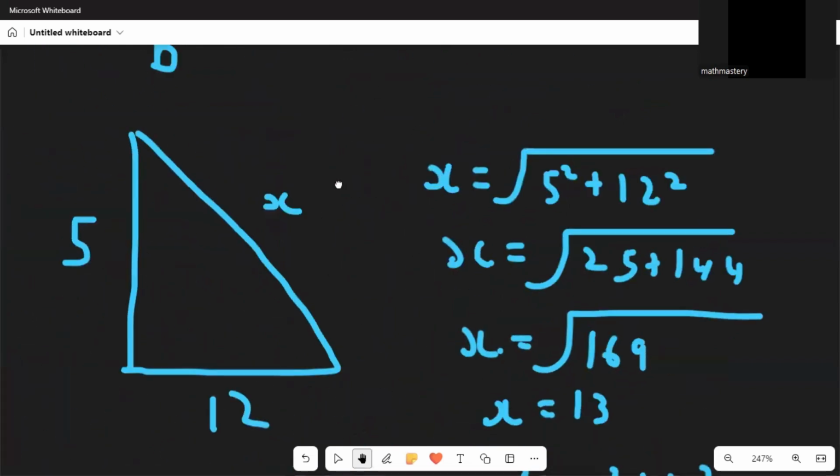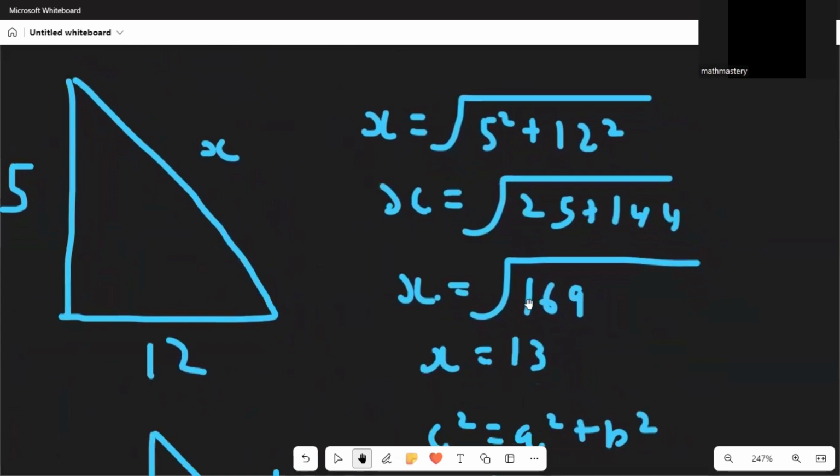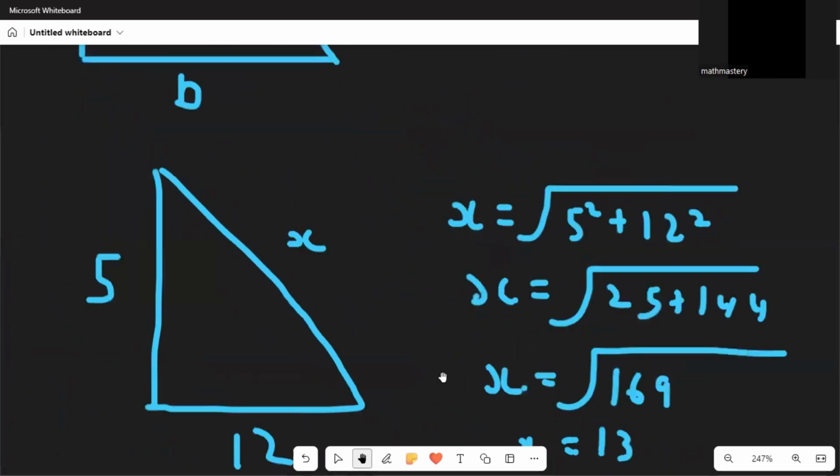So to find this x, this hypotenuse, I can substitute in the A and B sides, these two sides. So we sub in 5 and we sub in 12. 5 squared is 25, 12 squared is 144. Add this together, we get the square root of 169, which is 13. So this hypotenuse is 13 units, that's the length of this side.